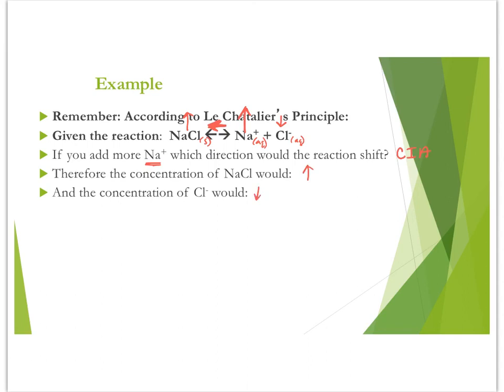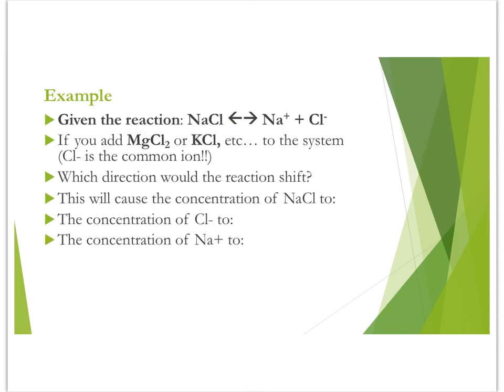Now, if I asked you this particular question, I have the same starting reaction. So this would be a saturated solution. A saturated solution is at equilibrium. So the rate of the sodium chloride dissolving into sodium ions and chloride ions is equal to the rate of the sodium and chloride ions crystallizing out. That's what equilibrium in a solution means.